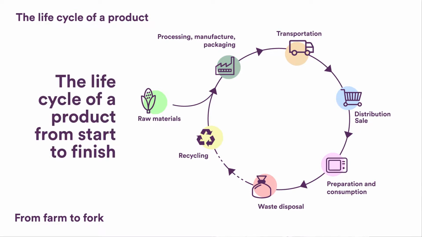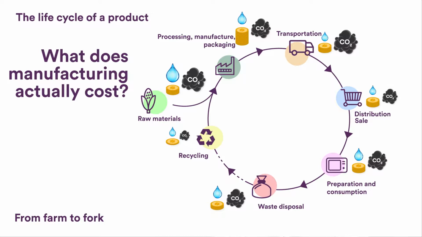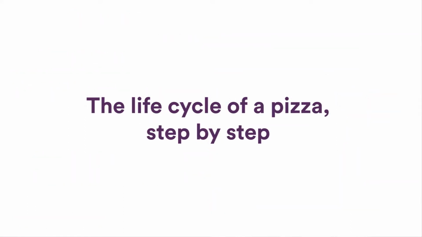Why is it interesting to know the route a product takes? First of all, because in analysing each step, we can understand what manufacturing actually costs. Secondly, because each step can have an impact on the environment, for example through the use of non-renewable energy or water, or through the emission of greenhouse gases or pollutants. The aim is therefore to identify sources of pollution and waste, to find alternatives that are more environmentally friendly.